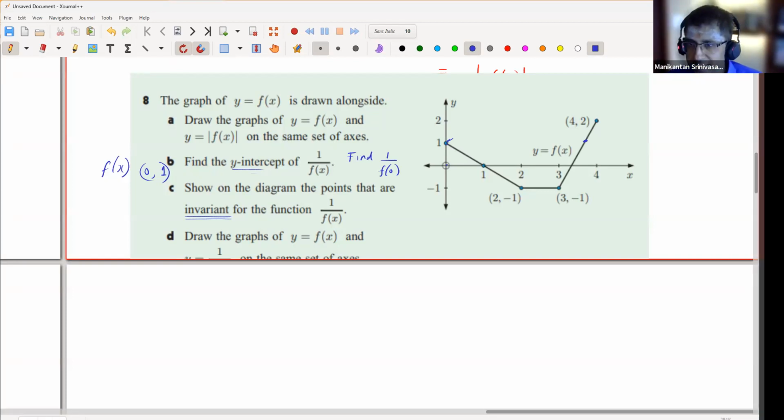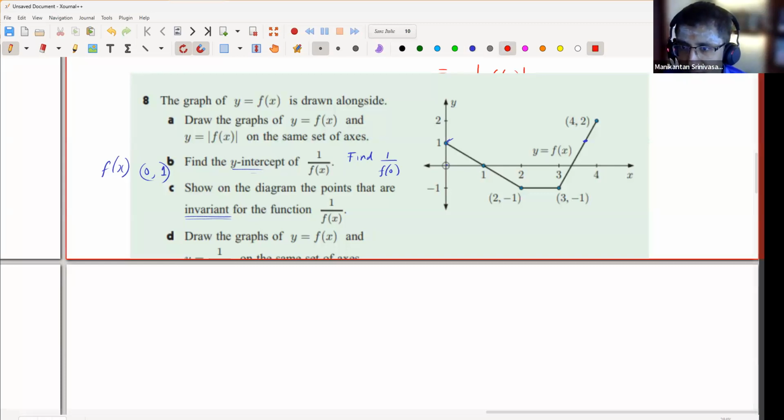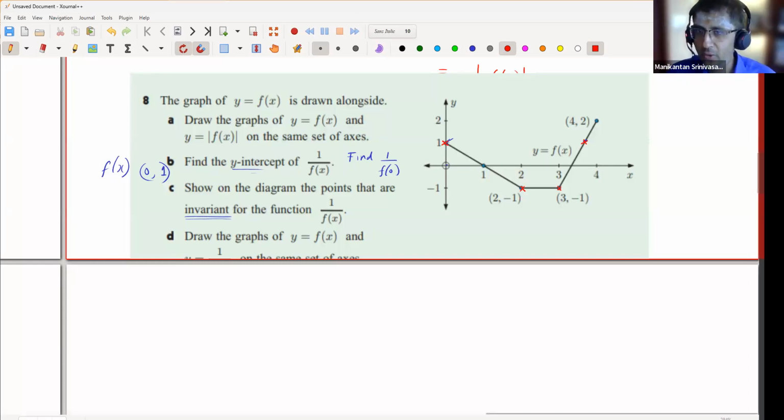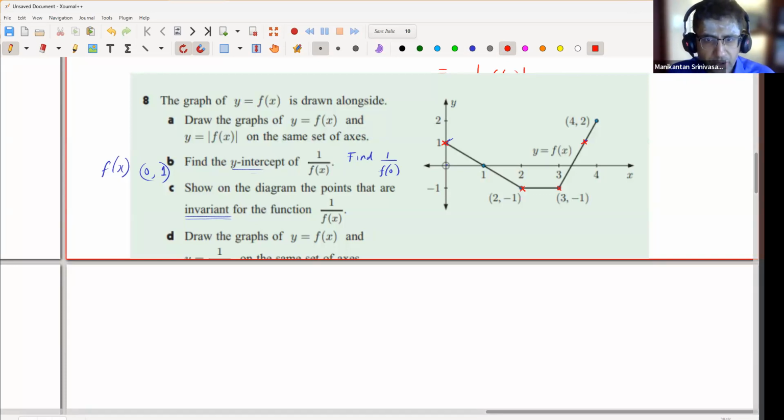Because let's say, I don't know what this point is. We can find the equation of this, but let's assume it's 3.6 or something. So f of 3.6 will also be 1. 1 over f of 3.6 will also be 1, because the reciprocal is that. And similarly, whenever f of x is -1, reciprocal of -1 is also -1. So these will be the 4 points which are invariants. Okay, Sarah, you agree with me on this one? Reciprocal is same as the number, right? Okay, all right. So we have shown on the diagram these 4 points.